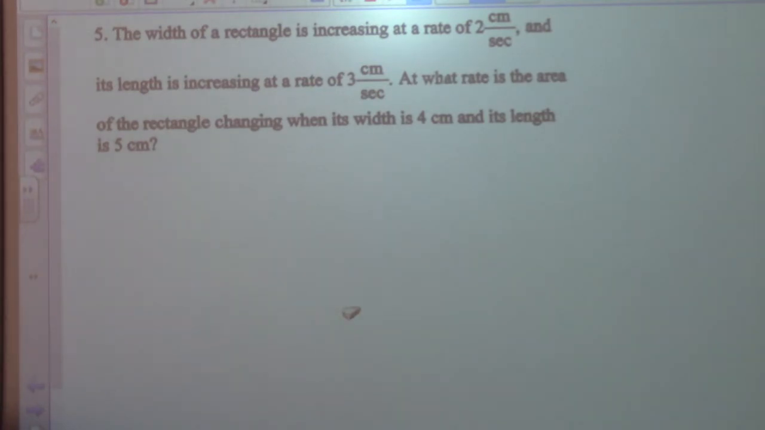So the equation is going to be what? Area equals length times width. Area equals length times width, exactly. So the width is increasing at a rate of 2 centimeters per second, and the length is increasing at a rate of 3 centimeters per second. So your answer, what do you know about your answer? Okay, let's think about that.